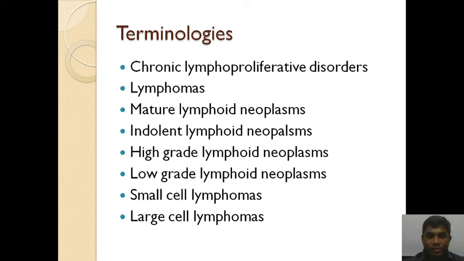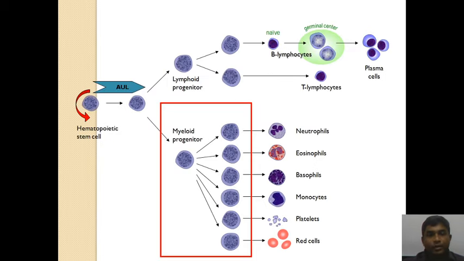When you say mature lymphoid cell, it is a cell which is not a lymphoblast but a mature lymphocyte, seen usually in the peripheral blood. So this is the picture to show the differentiation of the hematopoietic lineage cells, starting from the hematopoietic stem cell to the progenitor cell, which could be lymphoid or myeloid, and mature cells, which could be lymphocytes, granulocytes, neutrophils, eosinophils, red blood cells, RBCs, and platelets.